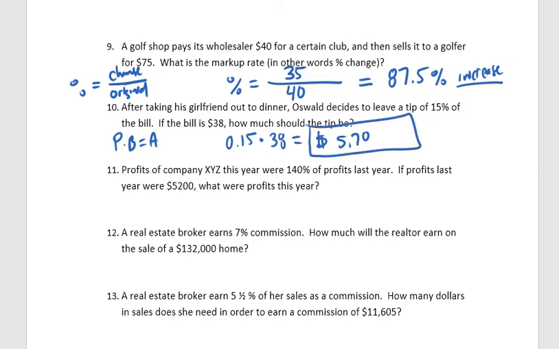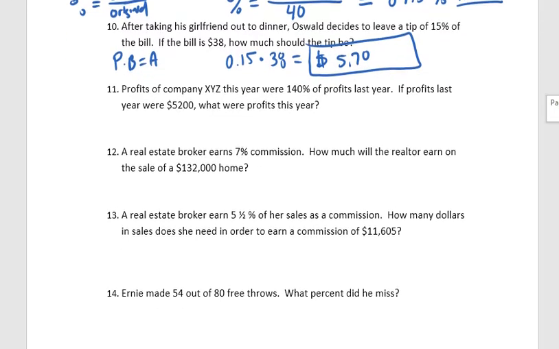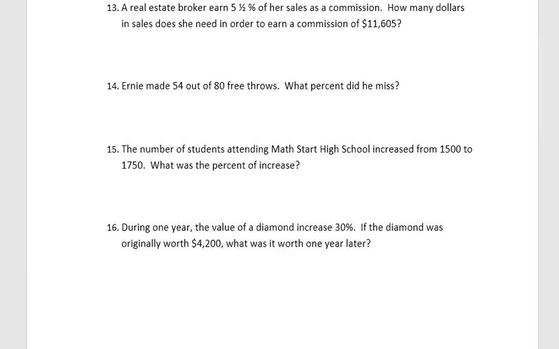All right, next question we're going to take a look at is question 14. Question 14, Ernie made 54 out of 80 free throws. What percent did he miss? Notice this is what he made, but we're asking for what did he miss. Well, if he made 54 out of 80, how many did he miss? Well, let's figure that out. So I'll take 80 minus 54. It looks like he missed 26. So we want to turn that into a percent. So what we're going to do is this is a PBA question, P times B equals A.